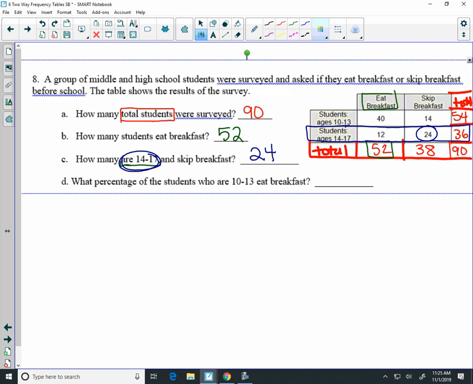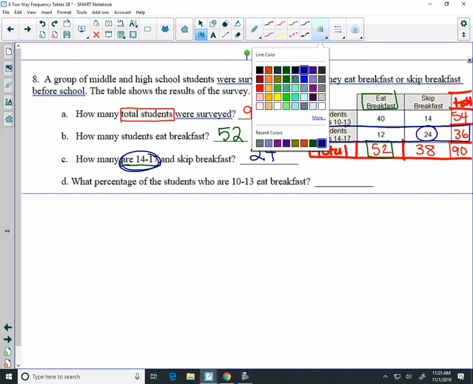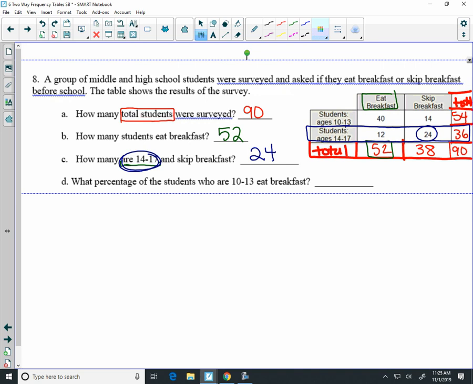And what percentage of the students who are 10 to 13 eat breakfast? So this is the hardest kind of problem. This is one where we're making that fraction. The first thing we see in that description is what we put in the denominator. What percentage of the students who are 10 to 13 eat breakfast?